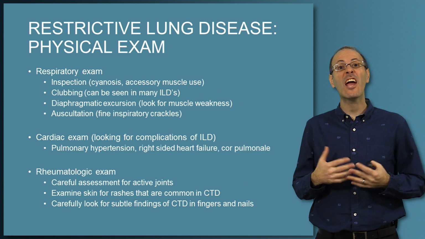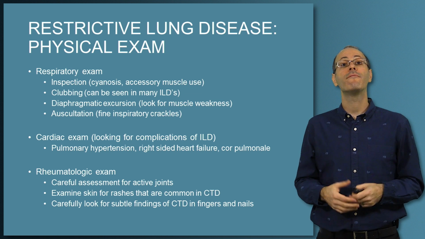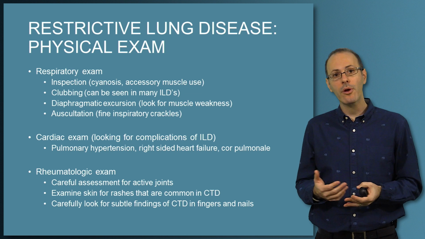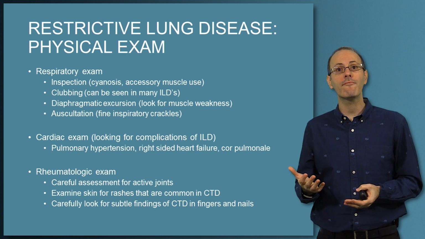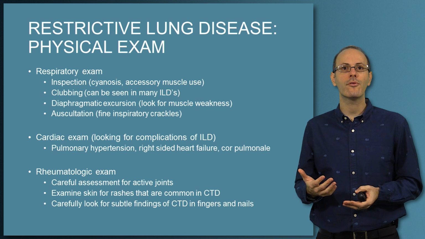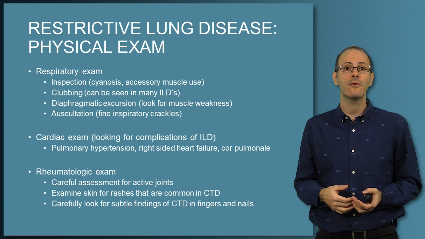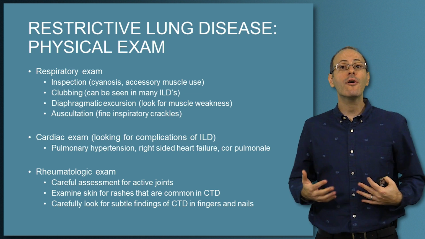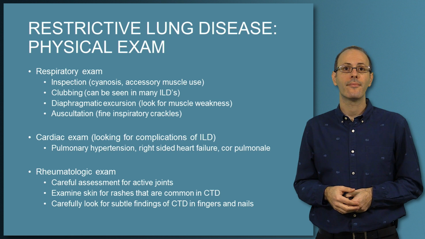Once we've taken a careful history, we move on to the physical exam. The physical exam for someone with interstitial lung disease includes a respiratory exam, where we do the usual things of inspection, looking for accessory muscle use and cyanosis. We look for clubbing, which can be seen in many interstitial diseases. We look for muscle weakness and diaphragmatic excursion, and we auscultate the lungs to look for fine inspiratory crackles.